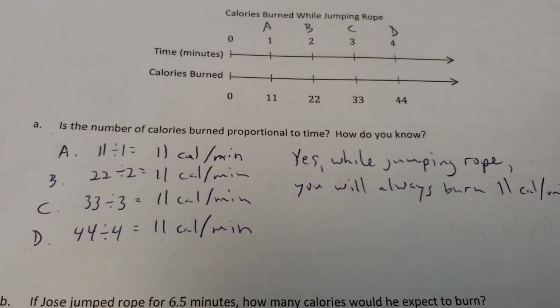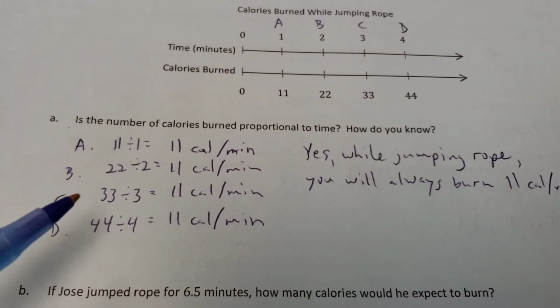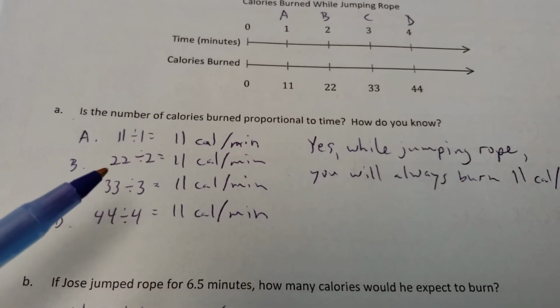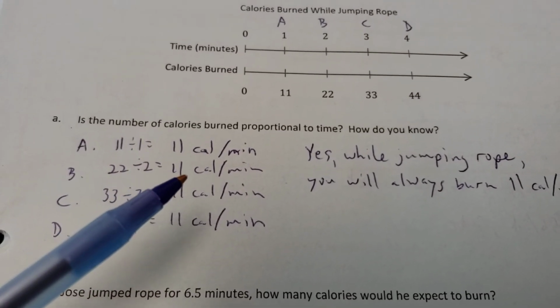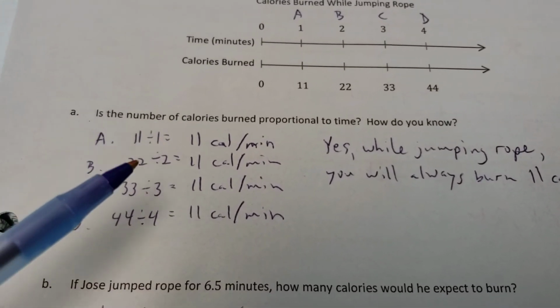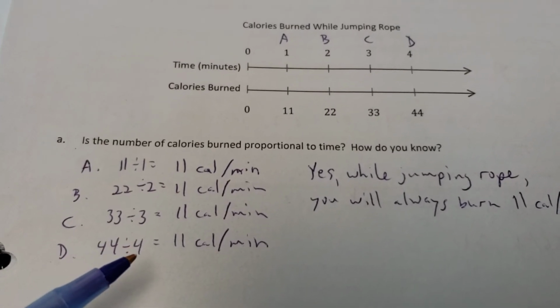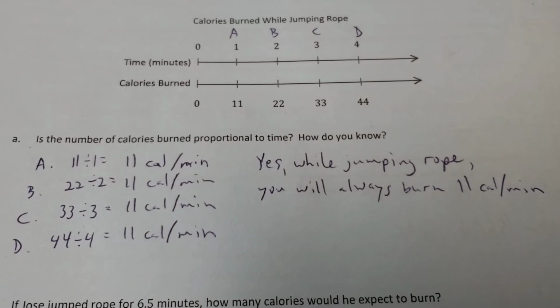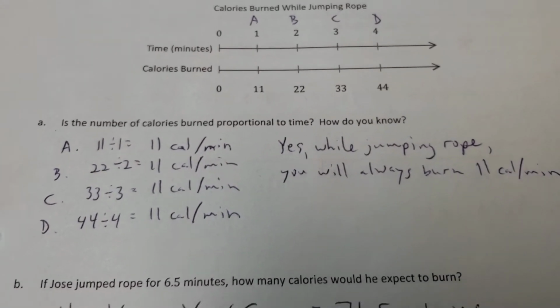All right? So take our first scenario. 11 calories for 1 minute, so divide those, you get 11 calories per minute. 22 calories get burned in 2 minutes, I divide that and I get 11. As you can see, throughout the whole process here, I get 11 calories per minute. So yes, while jumping rope, you'll always burn 11 calories per minute, and it is proportional.